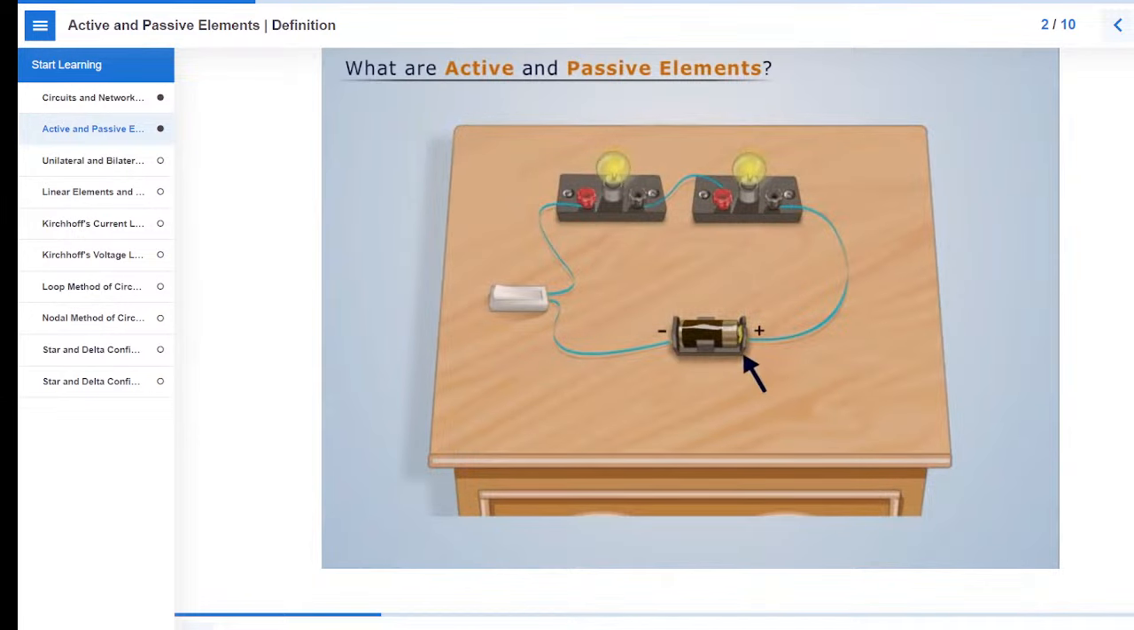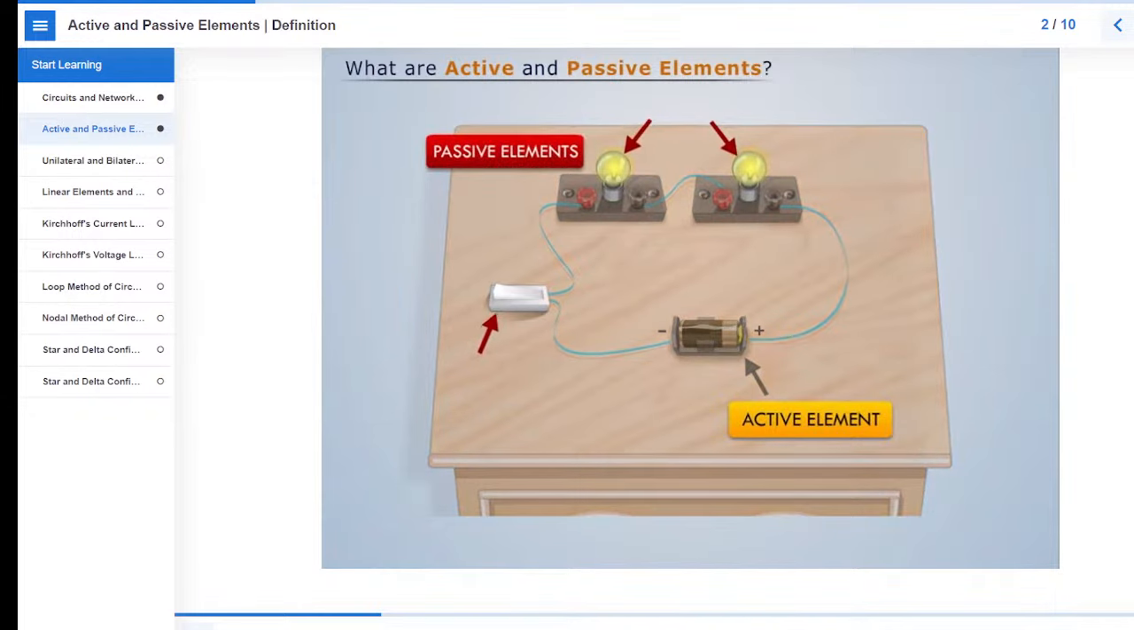We know that the battery acts as a source of power and generates electricity. Therefore, we can say that the battery is an active element. While the bulbs receive electricity, and the switch allows the flow of current. Therefore, we can say that the bulbs and the switch are passive elements.